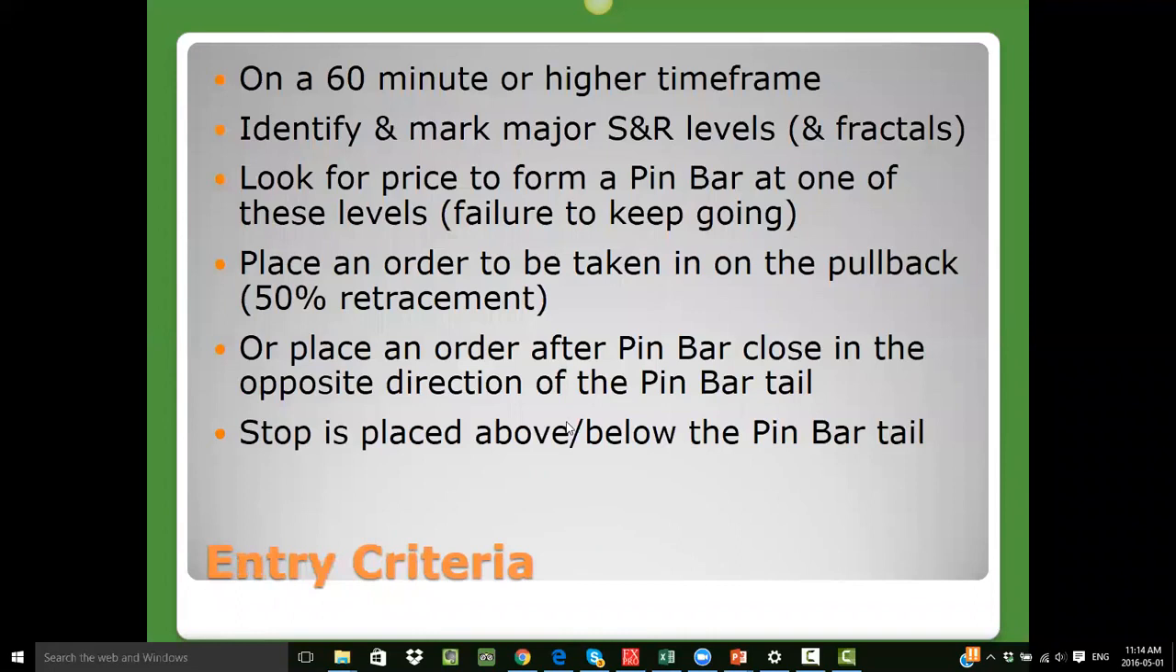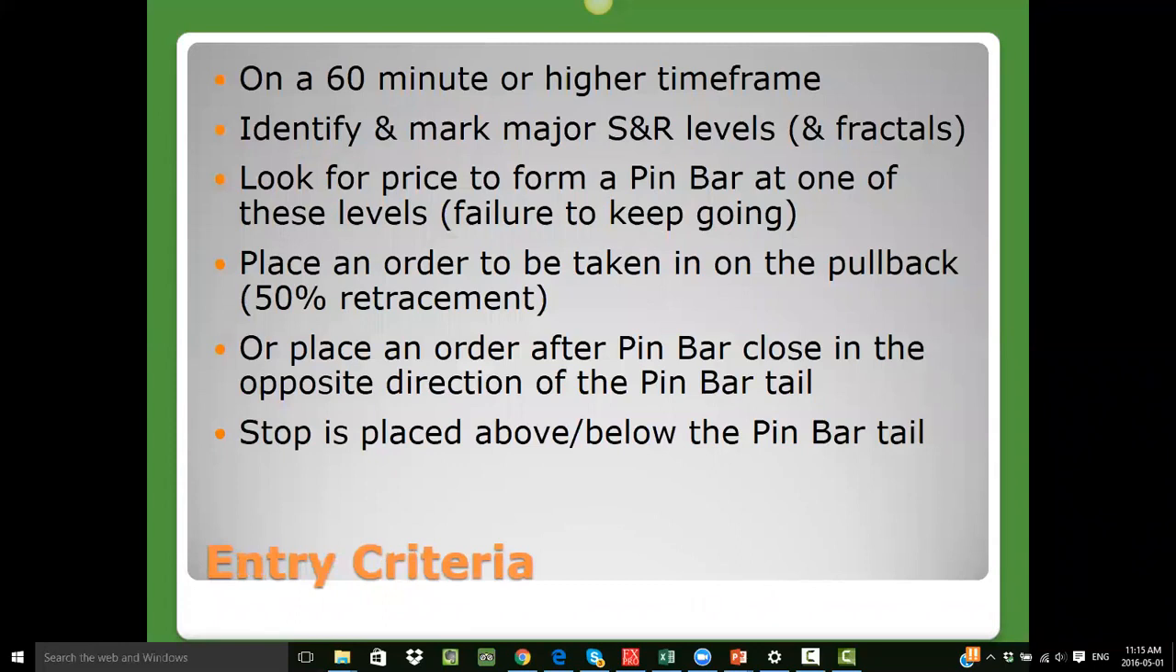All right, so let's take a little more in-depth look at what our entry criteria would be for this kind of trade. What are we looking for? So I am looking for a higher time frame. The pin bars I find are more successful in the longer time frames. You are looking for either a 60-minute time frame or higher, so 4-hour, 60-minute, daily time frames.